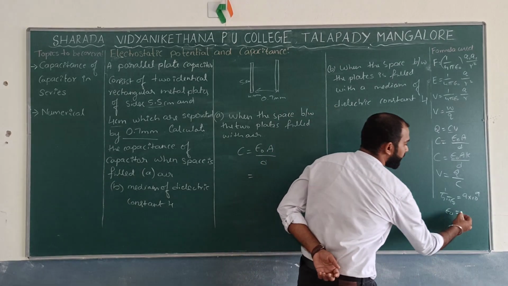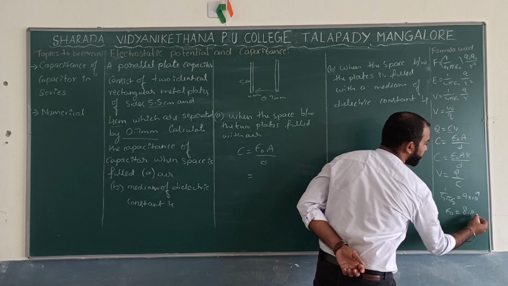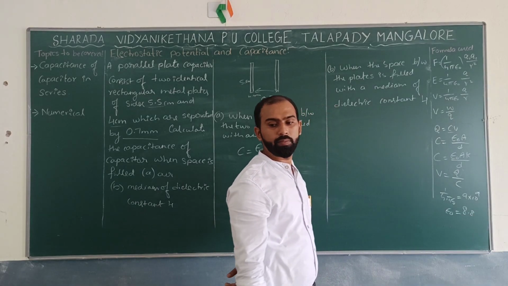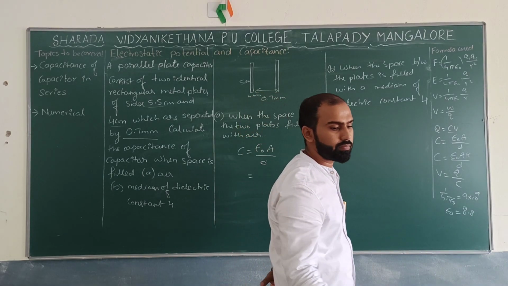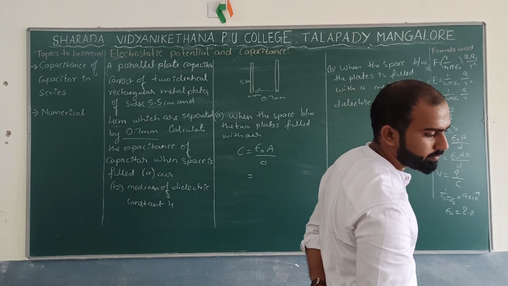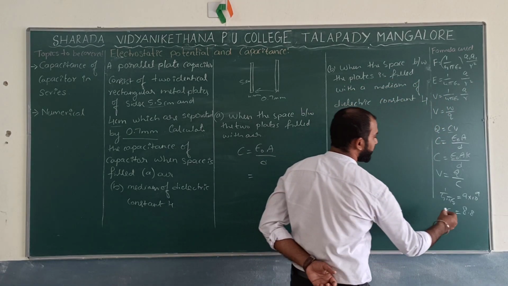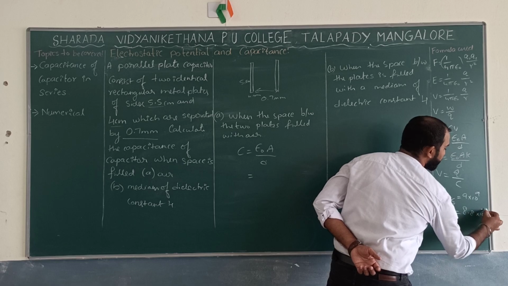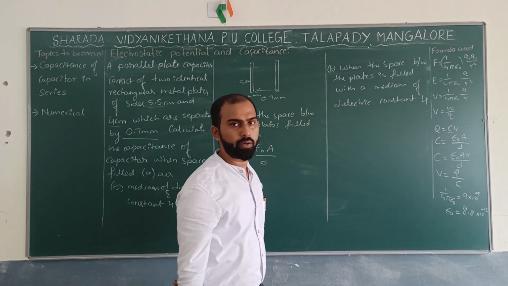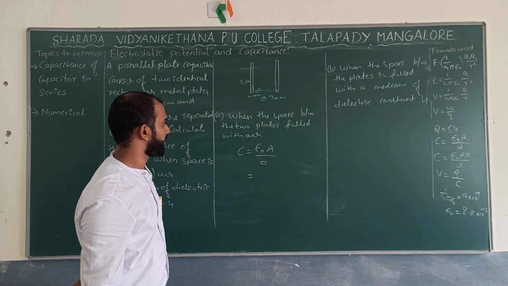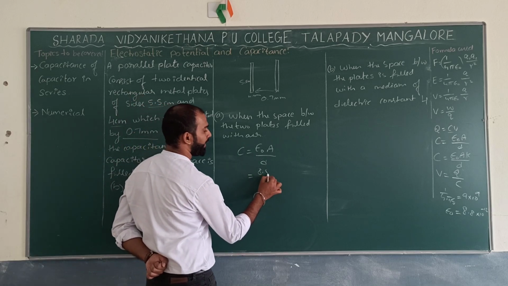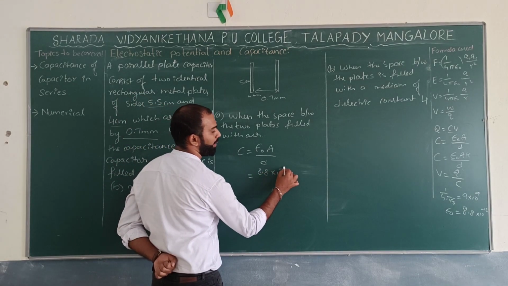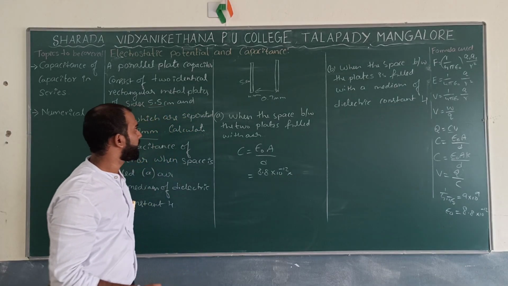That is 8.8 into 10 to the power minus 12 we can write. Got it? So this is how exactly we are supposed to get it over here. So 8.8 into 10 to the power minus 12. What is the area of cross section I can expect?